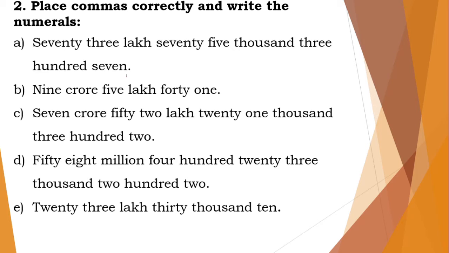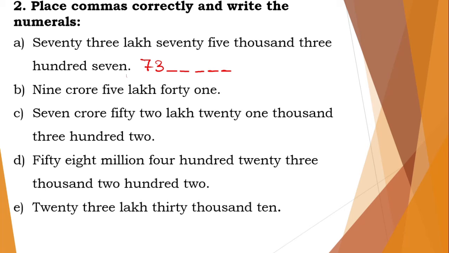Now first let's write the numeral and then we can put the comma. Now 73. In the number name first we have 73. So directly we will write 73. And here we have lakh. And lakh has 5 zeros. So we will put 5 dashes.